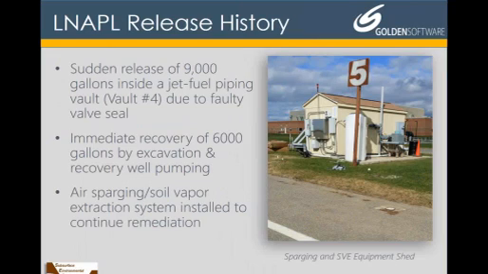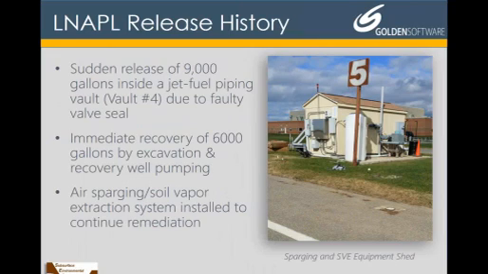Immediate recovery efforts were undertaken, which included excavation and recovery of NAPL by putting in a temporary recovery well. And it was estimated that 6,000 gallons of jet fuel, in this case, the fuel type is JP-8 at this site, were recovered, leaving 3,000 in the ground. After the initial recovery attempts, the consultant for this project installed an air sparging and soil vapor extraction system in the vicinity of the fuel vault.